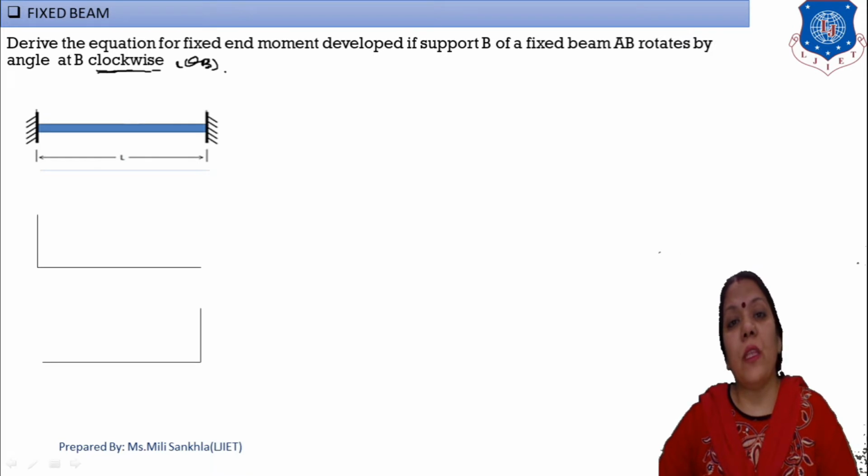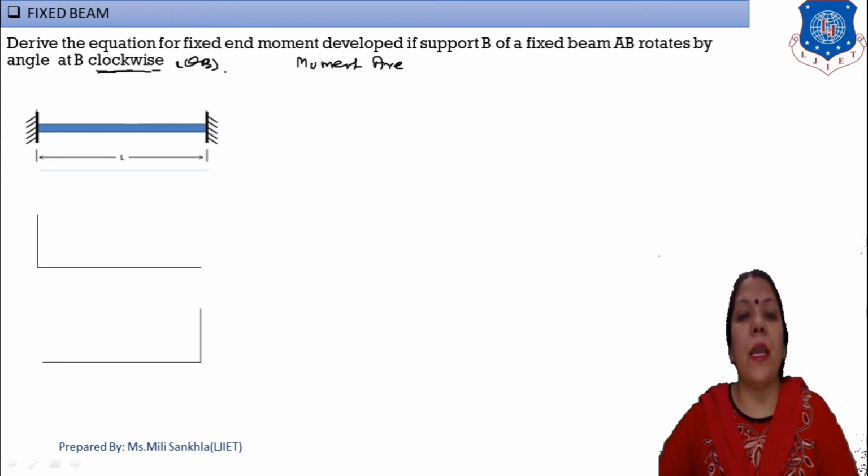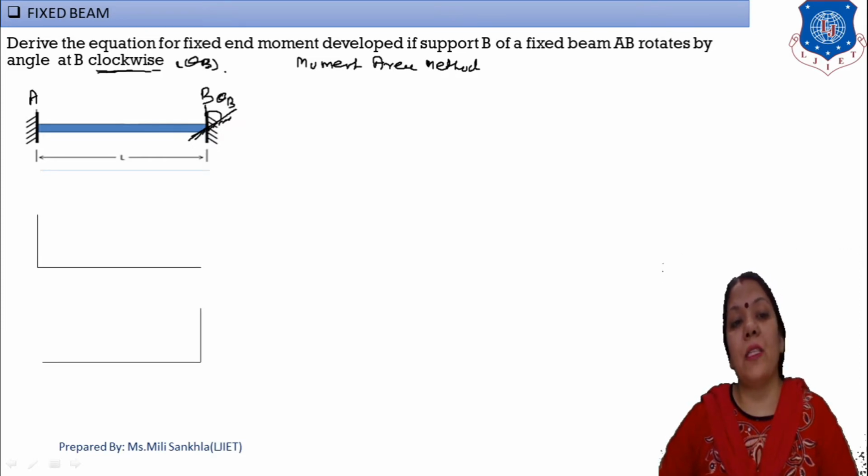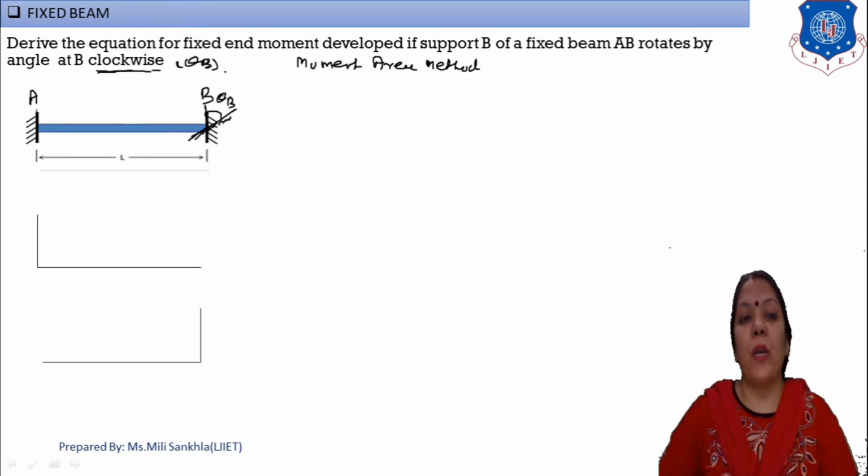Again we use the moment area theorem here. To prove this derivation we use the moment area method. Now mention the points A and B. Here in the data it is mentioned that support B rotates by theta B in clockwise direction. This direction is clockwise. Simple.